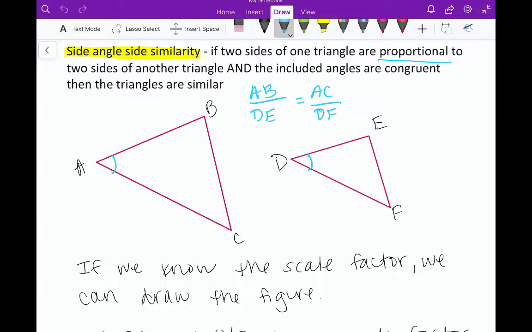So let's go through an easy example here. If this is 14 and this is 7, then this is 12 and this is 6, right? 14 over 7 is 2, 12 over 6 is 2. So those are proportional. And the included angle, remember, the angle that is formed by those two sides, is congruent. It would not matter if C is congruent to F based on the sides that are given. That's not going to matter for side-angle-side similarity.